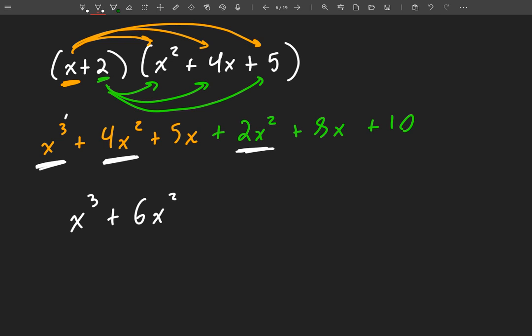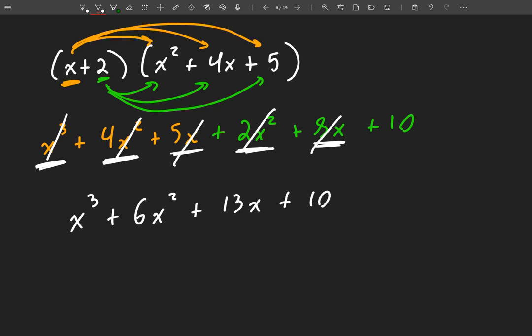And I know some people like to cross these out. That's probably not a bad idea, just to keep up with what you've done so far. And now we're going to look at this piece. I have 5 x's, and I have another 8 x's. So how many x's do I have total? That's 13 x's. Cross those out, and then I've got my lonely 10 just hanging out by himself.